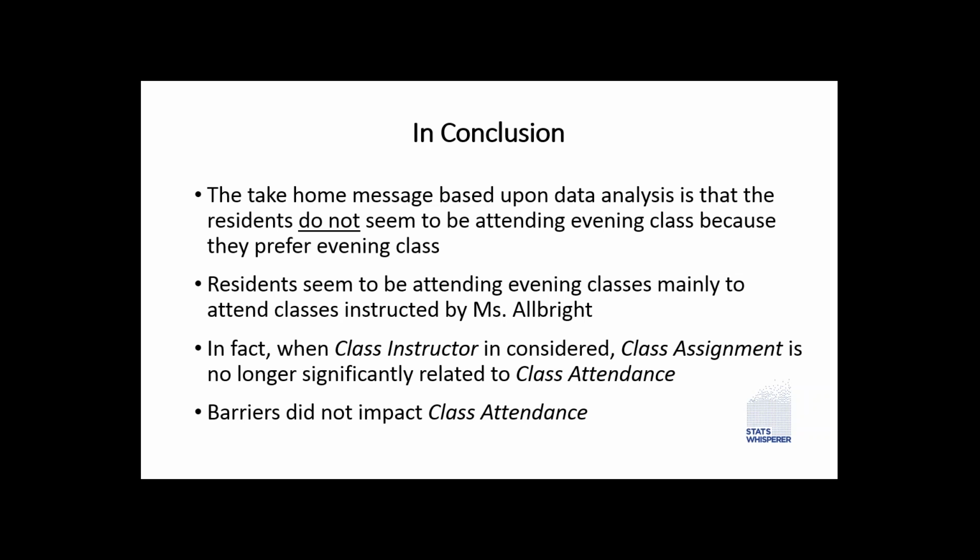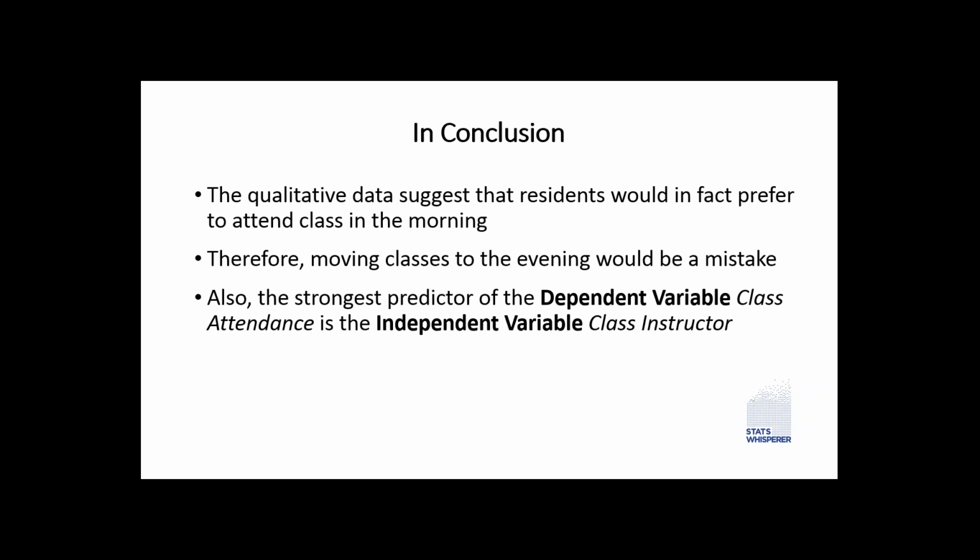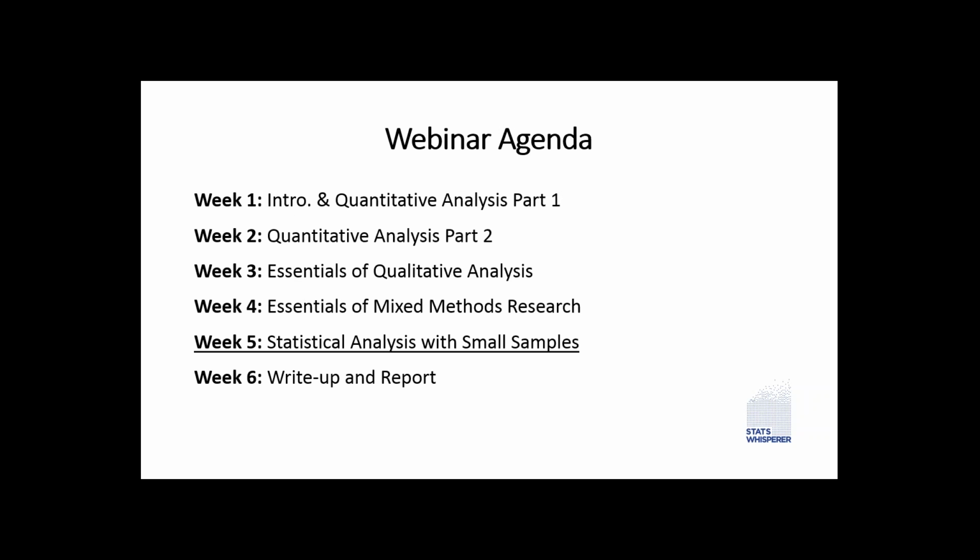Also, keep in mind, barriers didn't impact class attendance, which is interesting too. So were they barriers, or merely complaints? That's what it seems like. It seems like there were just more complaints, but if they wanted to go, the barriers didn't really seem to matter, which is important to know because they could have had a large effect. So in fact, residents want to attend class in the morning, so moving classes to the evening would be a mistake, ostensibly. And to answer the research question, the strongest predictor of class attendance is class instructor. So there we go, we answered our research questions.